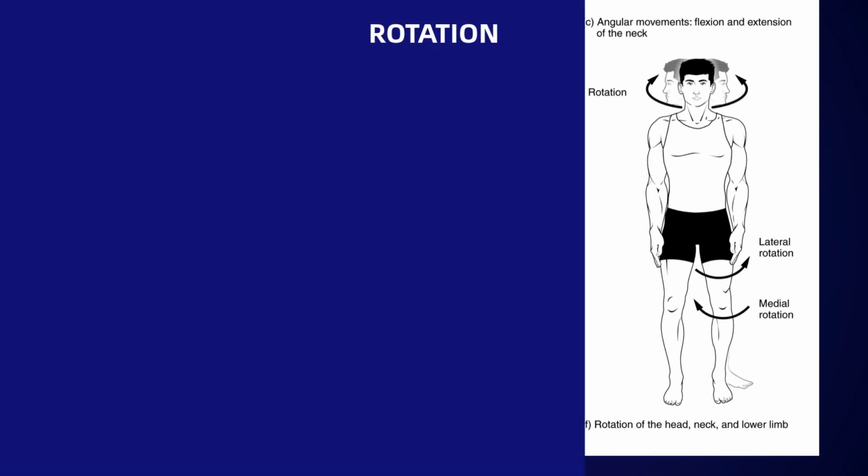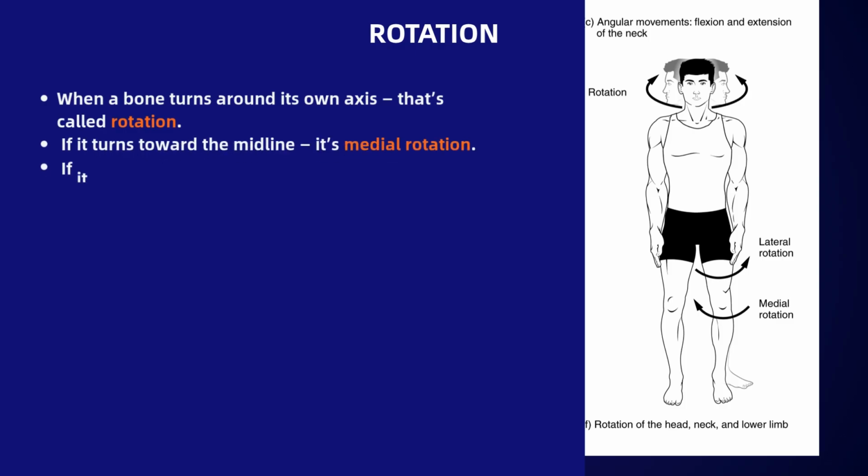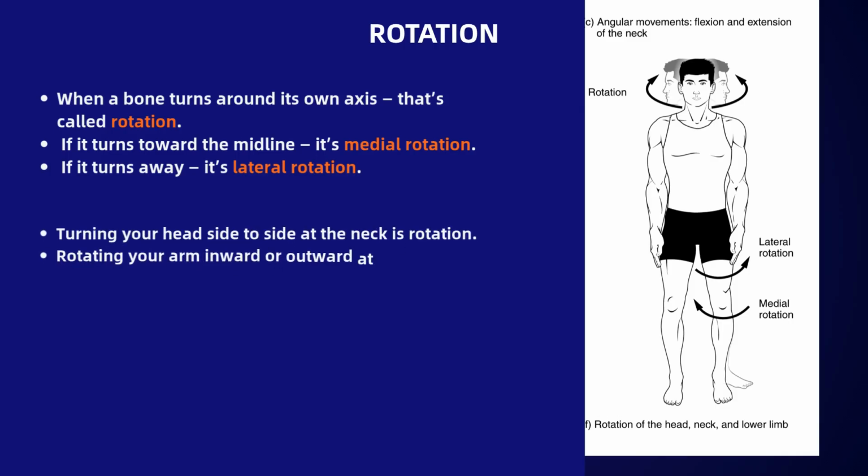Let's talk about rotation. When a bone turns around its own axis, that's called rotation. If it turns towards the midline, it is medial rotation. If it turns away, it's lateral rotation. Example, turning your head side to side at the neck is called rotation, whereas rotating your arm inwards or outwards at the shoulder is medial or lateral rotation. When a bone turns around its own axis, it is called rotation.